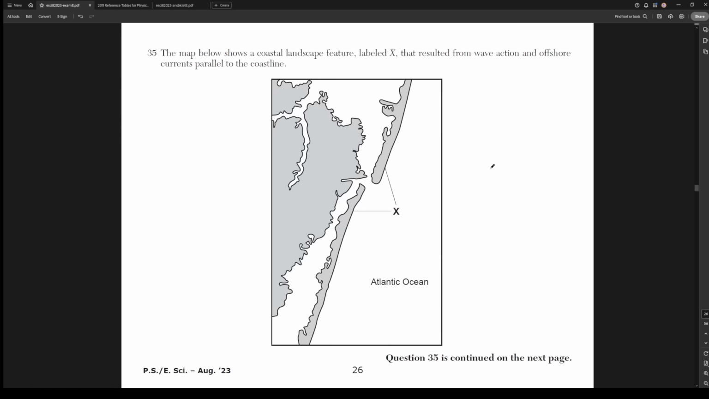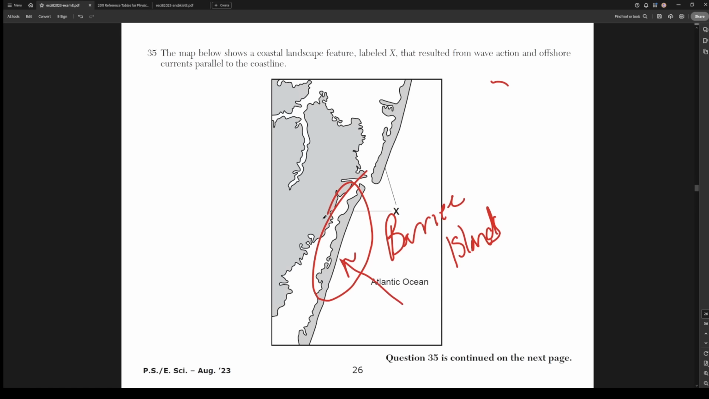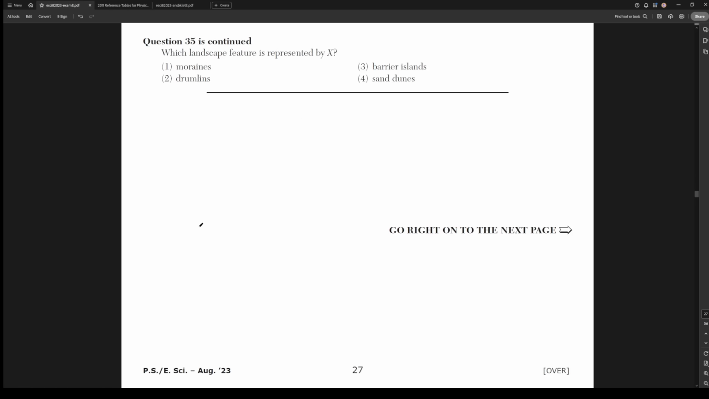All right, 35. We got coastlines, wave action. So these are barrier islands. I don't even know what the question is going to ask, but those are barrier islands. They essentially protect the mainland from erosion, maybe from a hurricane or something like that. So that's like beach erosion stuff. So, all right, well, there you go.